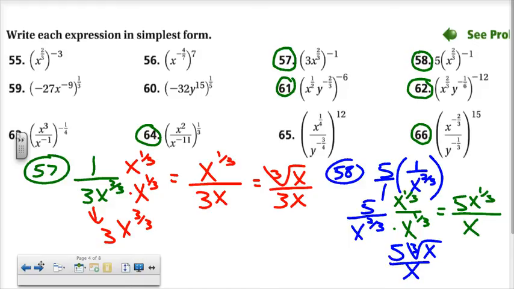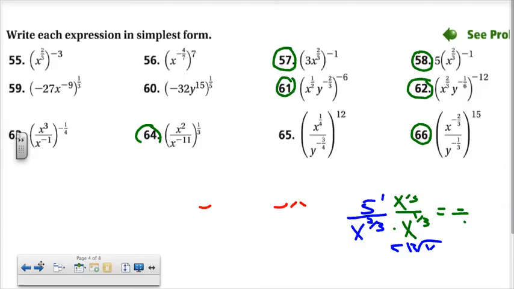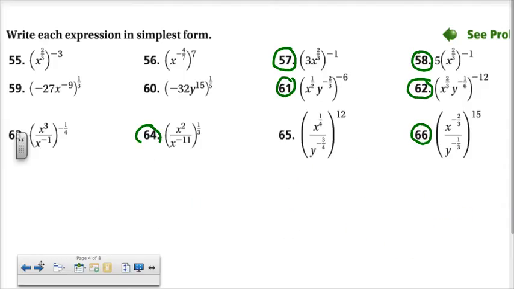Then the next one that we have here is 61, but I'm going to need some work room. All right, so number 61. There's a lot of different ways to deal with this one. What we want to do is pick the way that's going to make it the easiest. And the easiest way for number 61 would be to distribute the -6. So if we have half of -6, we'll have x to the -3.